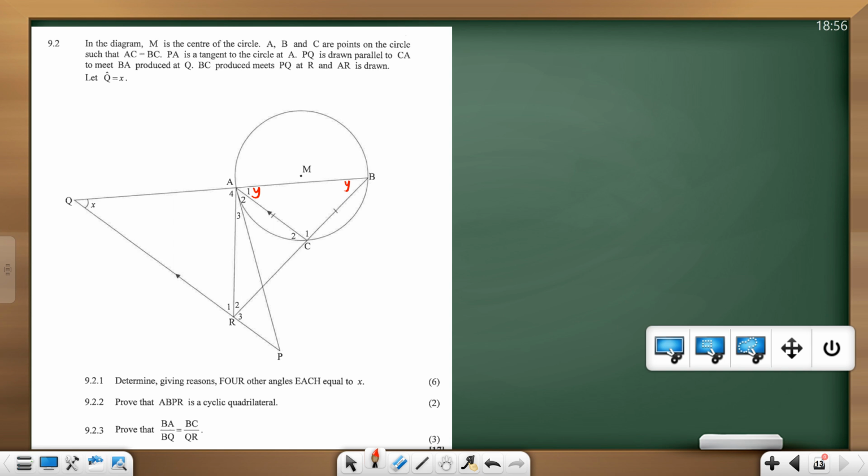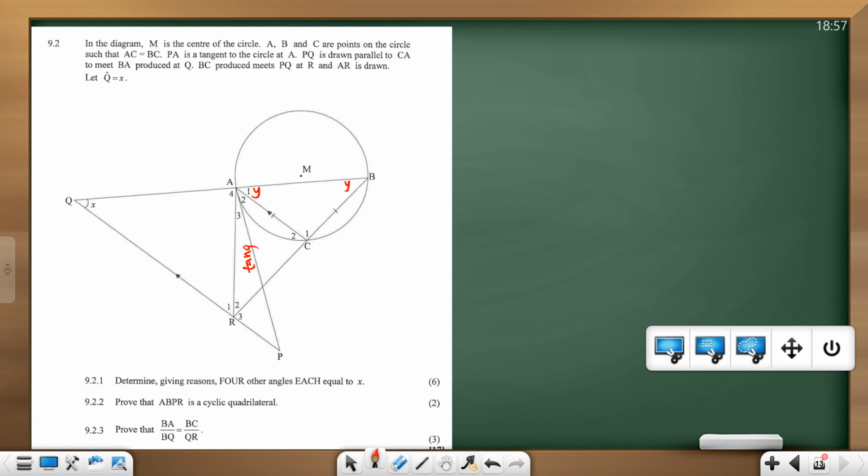PQ is drawn parallel to CA. I see parallel lines, maybe it's going to lead me to proportionality, we'll see later on. But I know that parallel, I should be thinking about angles. Which one is a tangent? PA is a tangent. Let's keep that there. BC produced meets PC. Let Q be X. Guys, I want 4 angles that are equal to X. That's grade 11.